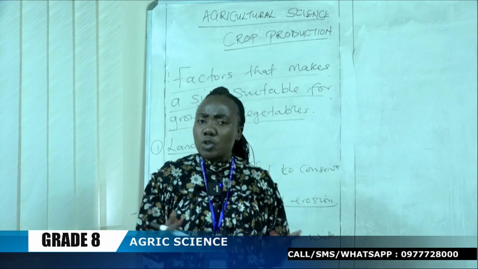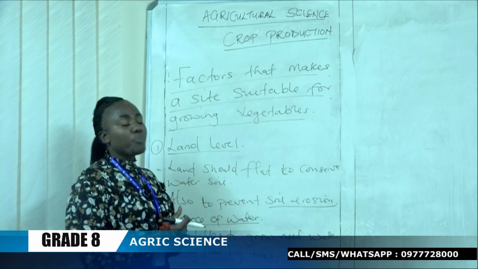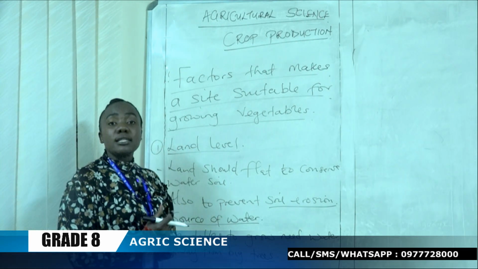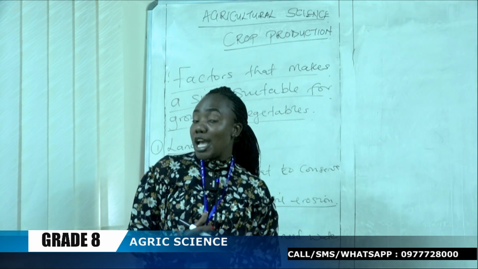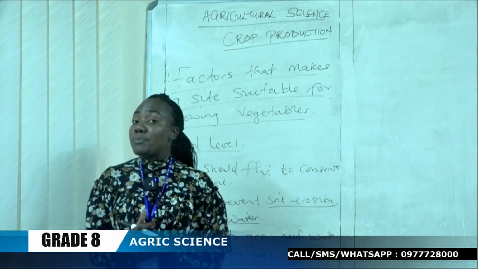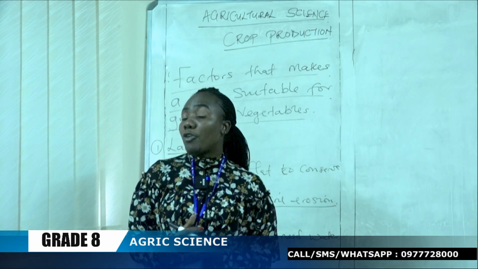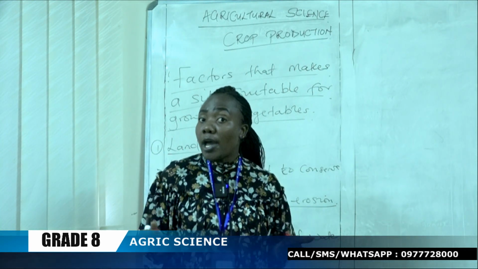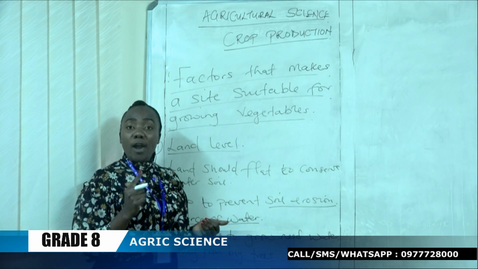So what is this photosynthesis? Photosynthesis is a process by which plants make their own food. And for plants to make their own food, they require what? Sunlight.